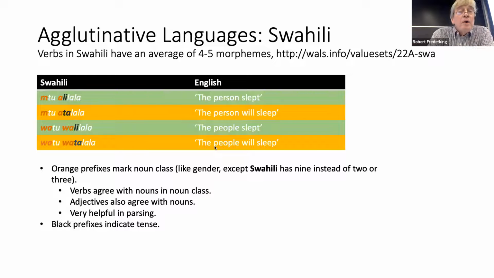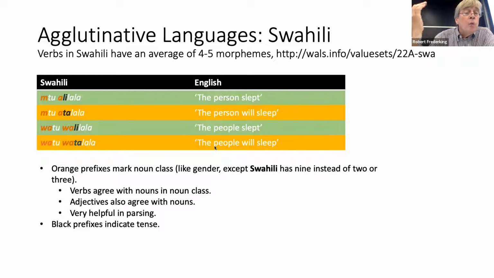So the person slept. It actually was a fad for a while in the US to study Swahili. It's from East Africa. Mtu alilala is the person slept. Mtu atalala is the person will sleep. And so the li versus the ta in the verb tell you if it's past or future.